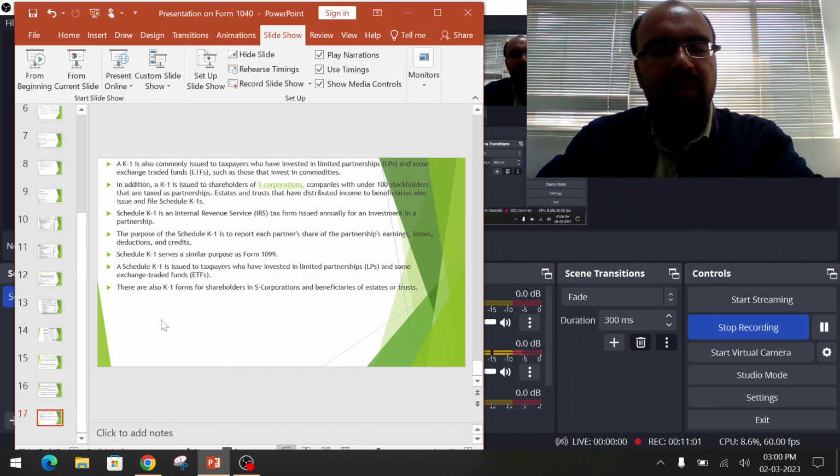Schedule K-1 is an Internal Revenue tax form issued annually to an investor for an investment in a partnership. The purpose of Schedule K-1 is to report each partner's share of the partnership's earnings, losses, deductions, and credits. Schedule K-1 serves a similar purpose as Form 1099. A Schedule K-1 is issued to taxpayers who have invested in limited partnerships and some exchange traded funds. There are also K-1 forms for shareholders in S corporations and beneficiaries of estates or trusts.